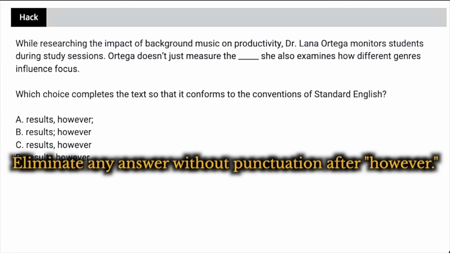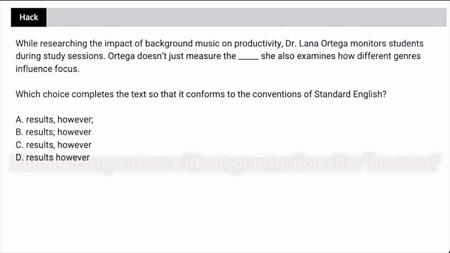And let's make this real simple. I told you, the hack is, if there's no punctuation after however, eliminate it. So we eliminate B, C, and D, and our answer by default is choice A.